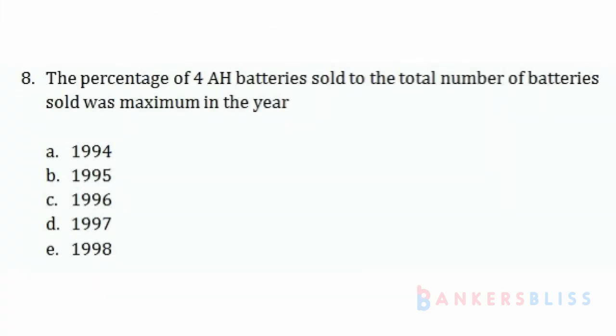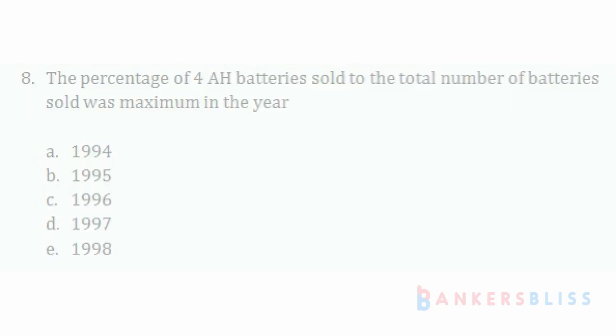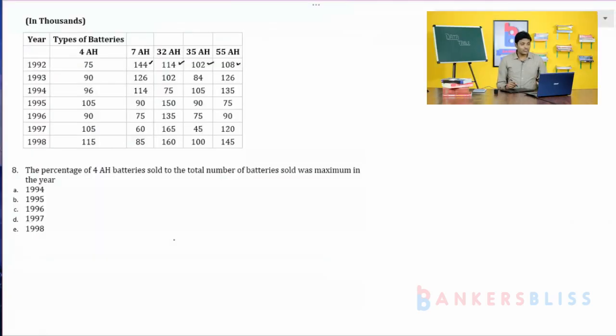The percentage of 4AH batteries sold to the total number of batteries sold was maximum in the year. So in which year will you get the maximum for the 4AH battery? You have to calculate. See the options, they have not mentioned none of these. Means for only these 5 years if you calculate, it is enough. No need to calculate for all the years, because you don't have none of these options. If you have none of these, then definitely you have to calculate for all the years. You don't have none of these options, so directly you go for 1994.